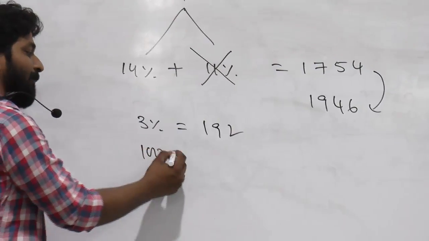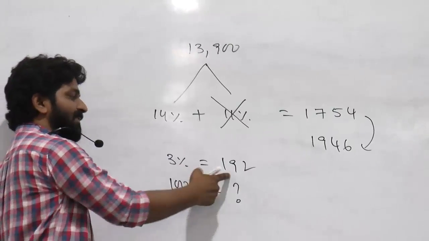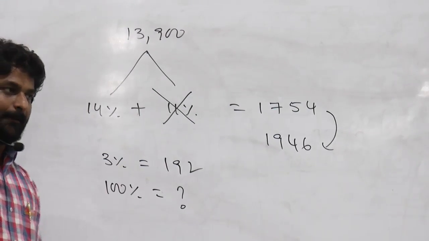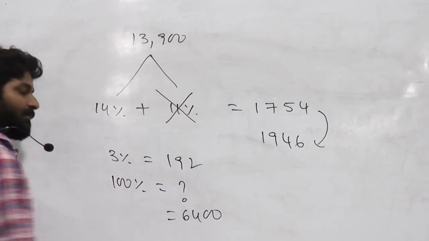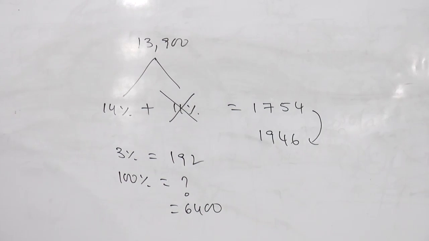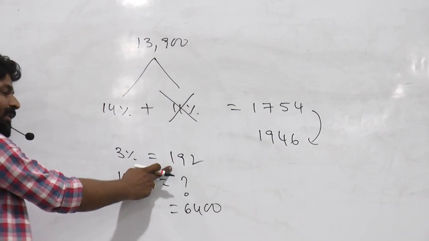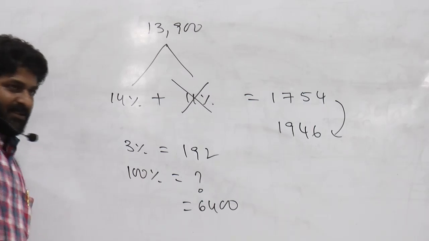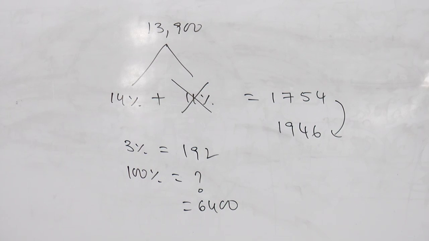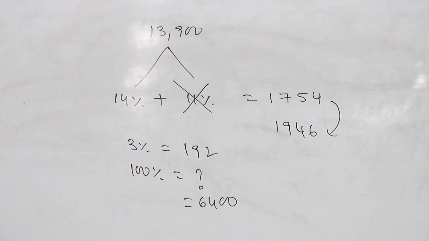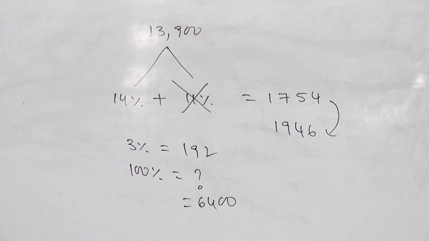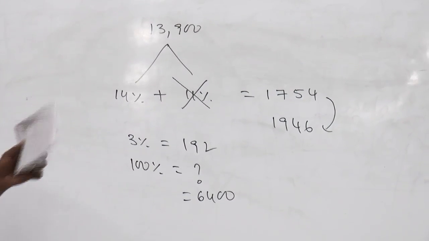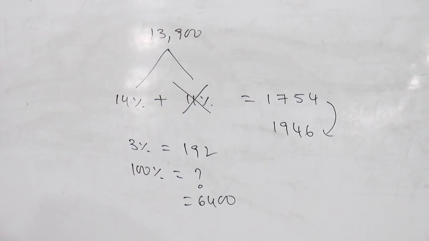You're asked about the total money. 100% is equal to how much? If 3% is 192, 1% is 64. 100% will be 6,400. So 100% is 6,400. 3% is 192, so 1% is 192 divided by 3, which is 64. 1% is 64, 100% is 6,400. Or else you'll have to use the simple interest formula again, which takes time. Simple interest obtained on the first part plus simple interest obtained on the second part is equal to 1754. You'll have to solve a linear equation, which obviously takes time.